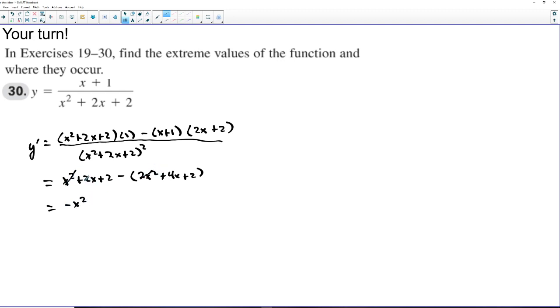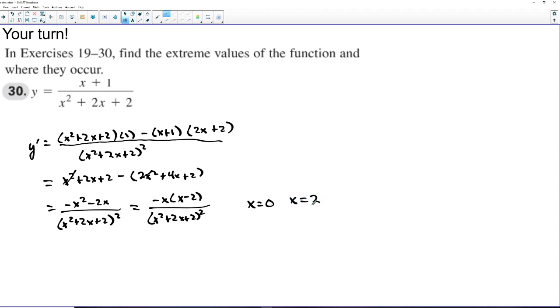2x and 2x is 4x, and plus 2. So x squared minus x squared, I know there's a denominator yet, negative x squared. So I got those two taken care of. 2x minus 4x is negative 2x. And then 2 minus 2 is 0. And that's all over x squared plus 2x plus 2 squared. And we can take a negative x out, and that's x minus 2 over x squared plus 2x plus 2 squared. So we're interested in x equals 0 and x equals 2. Now we cannot make the denominator 0. That doesn't factor.